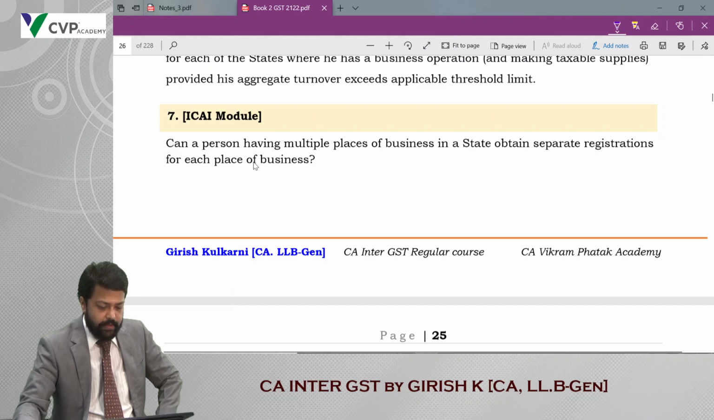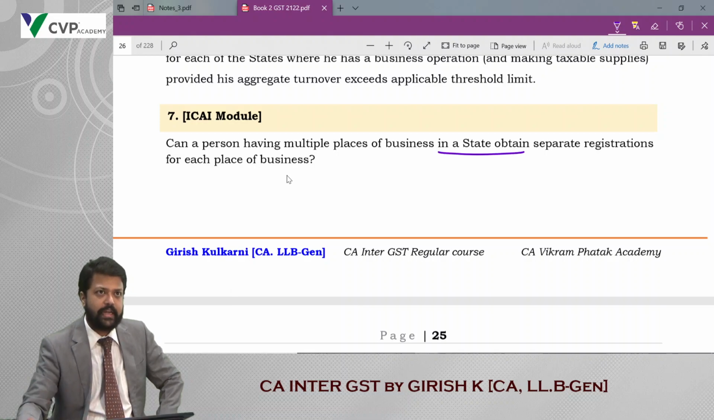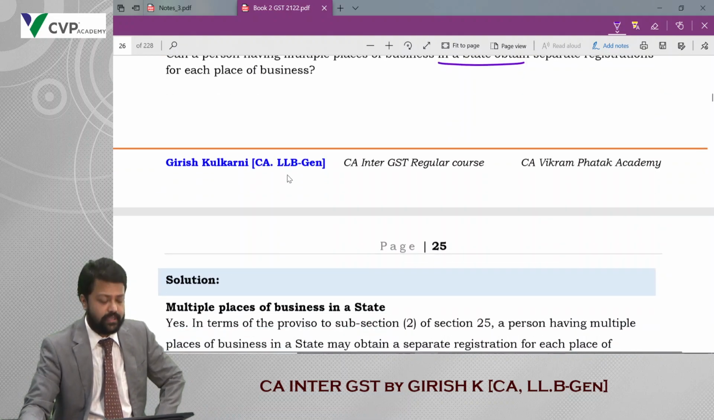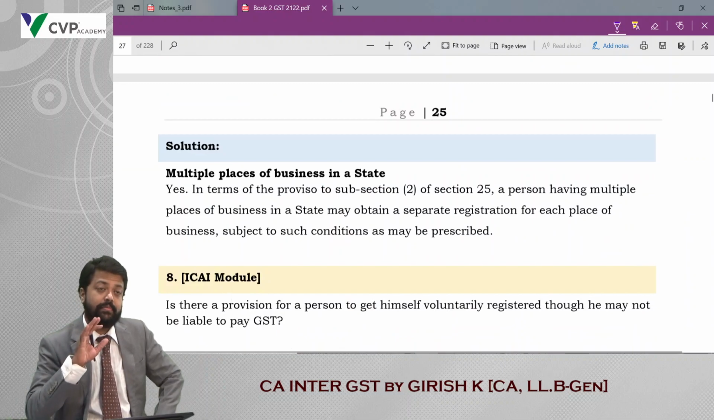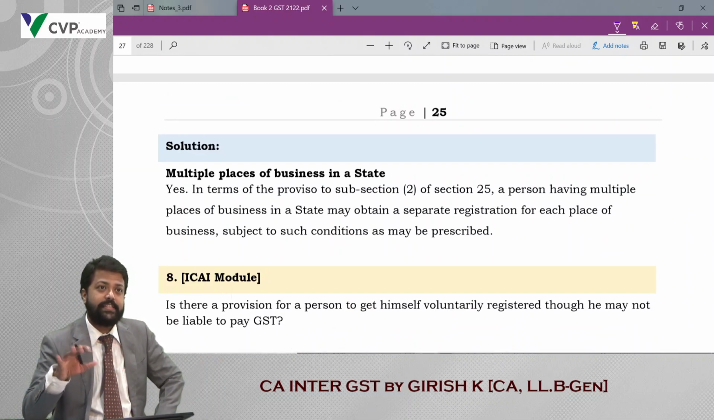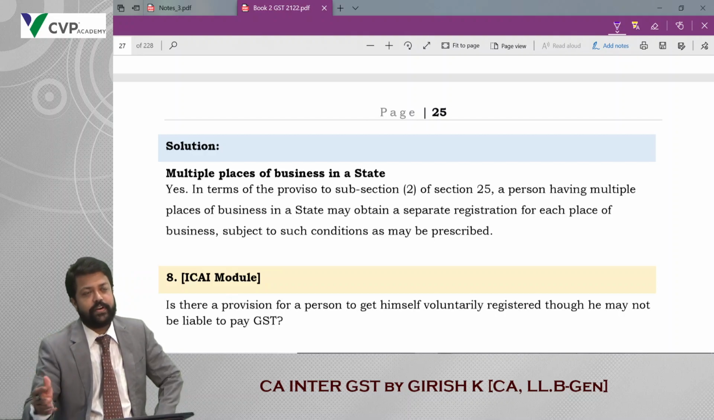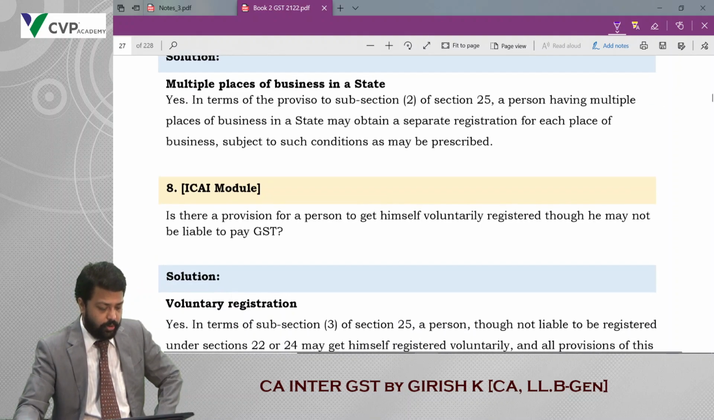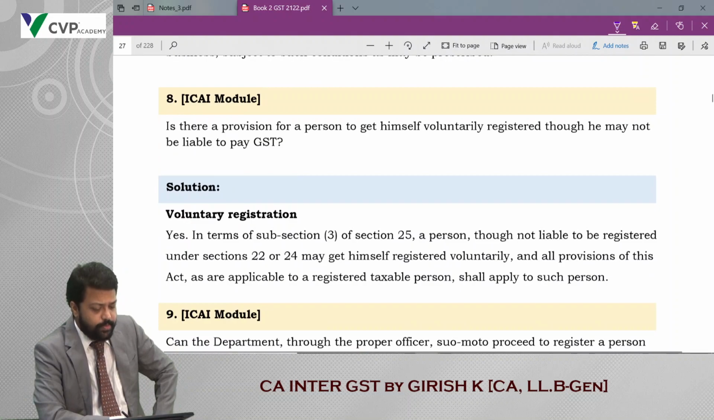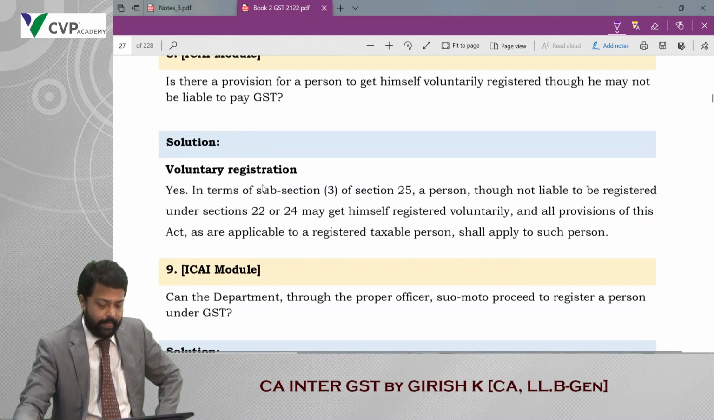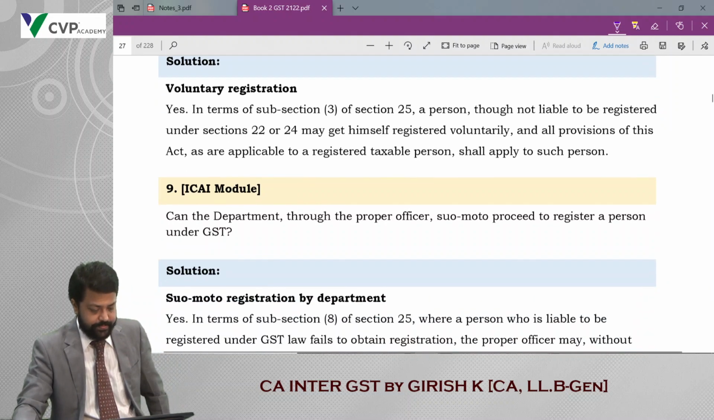Can a person having multiple places of business in a state obtain separate registration for each in the same state? Yes. He can have multiple registrations for a single state, the same registration for additional places of business, or different registrations if he chooses to opt for such. Is there a provision for a person to get himself voluntarily registered, though he may not be liable to pay GST? Yes, he can voluntarily apply under section 25.